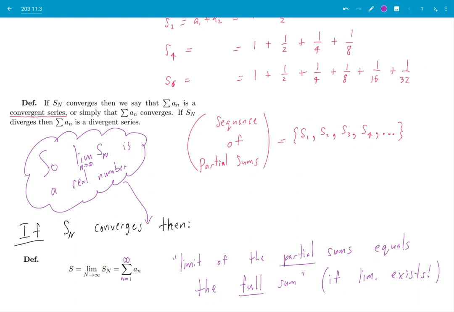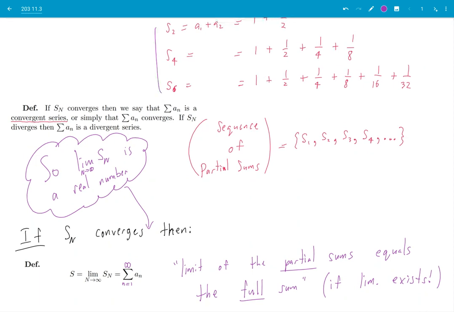Okay, so again, we're going back to what I did in red up here. As you move along, you go S2, S4, S6, S7, S8, S9. What you're doing is you're getting more and more of the full sum, or the full infinite series. And then we decide that the limit is going to actually equal the full sum, provided this limit exists.